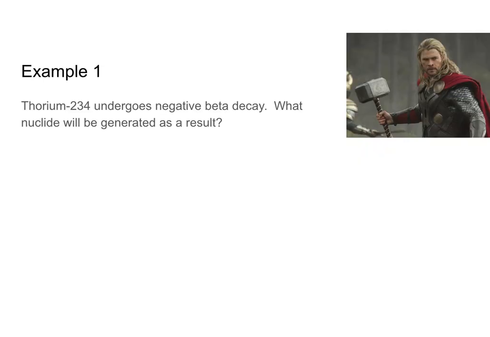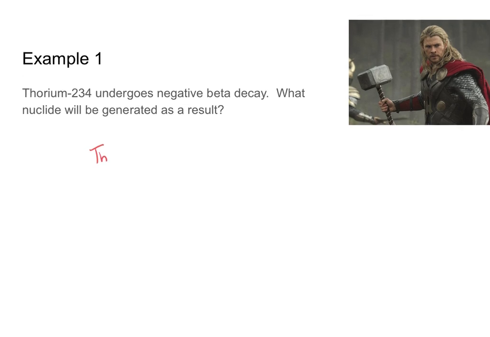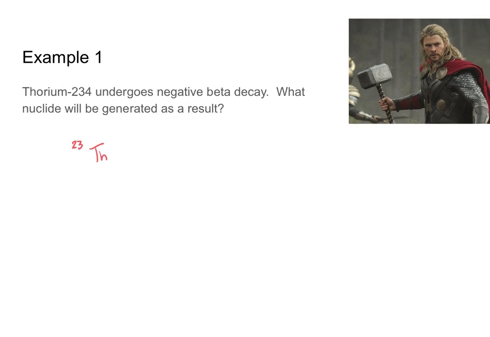So let's go ahead and look at some examples. Thorium-234, so that's going to be Th-234. And just to note, this here is always my A, my nucleon number. It is going to undergo negative beta decay. What nuclide will be generated as a result? So negative beta decay means I'm going to release an electron and its antineutrino and some mystery element that I don't yet know.